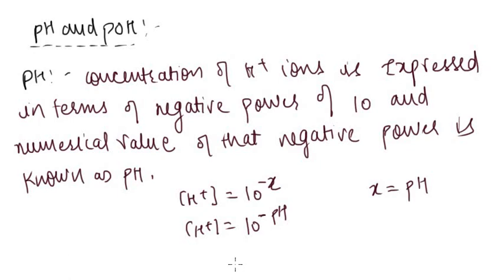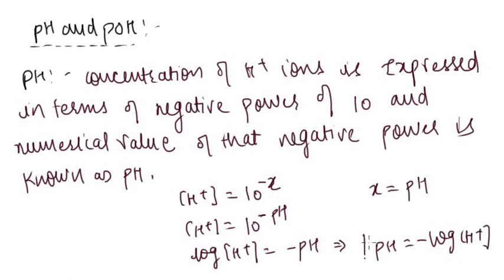If you take the logarithm on both sides, then log of H plus, we know if we are taking the logarithm we are using the base 10, right? On using the base 10, that term will become negative of pH. So pH comes out to be negative of log H plus. So pH is written as negative of log of concentration of H plus. So pH is inversely proportional to the concentration of H plus.